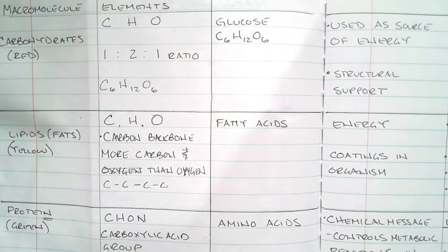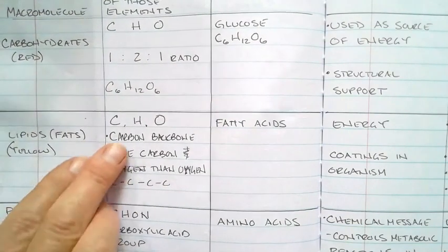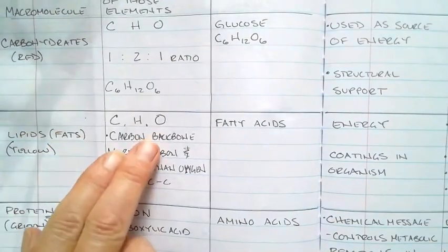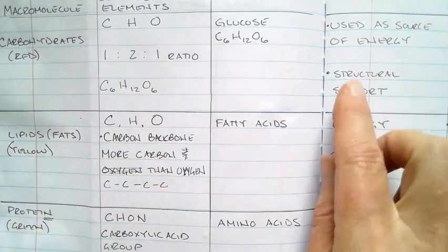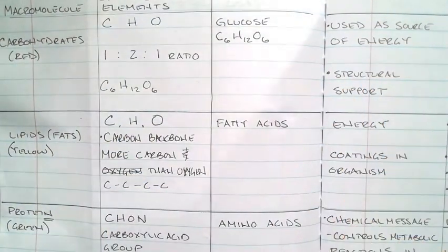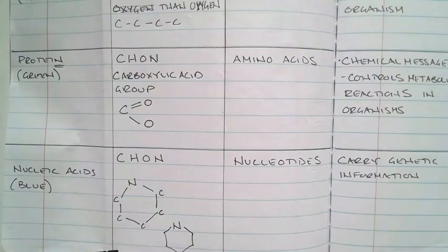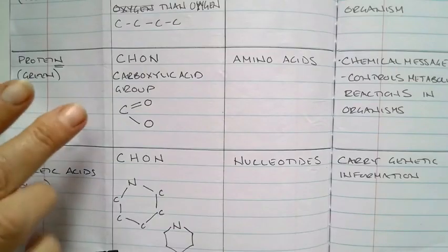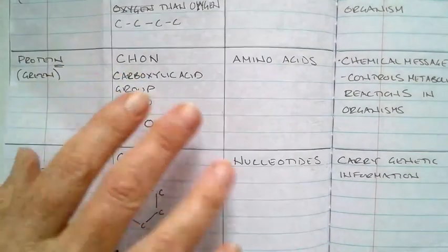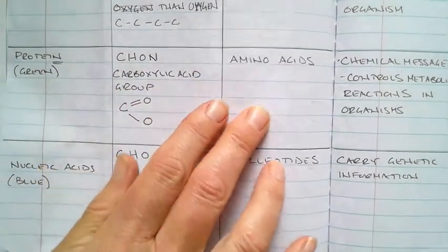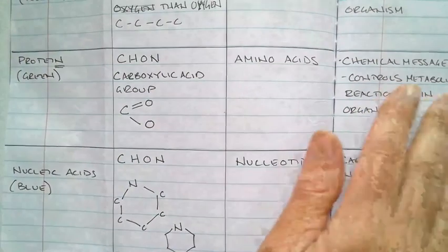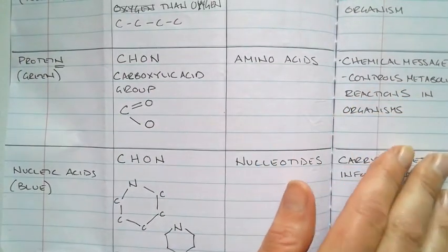Once you complete your graphic organizer, I always recommend looking for patterns. So for example, carbohydrates and lipids both have CHO in them. They're both used as an energy source, and they're in coatings. Likewise, proteins and nucleic acids both have CHON in them. They're made out of subunits, and they're about chemical messages throughout the body and throughout the cell.